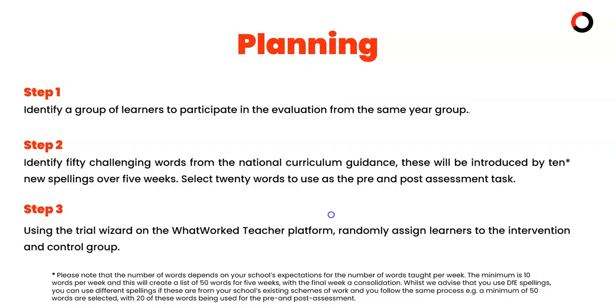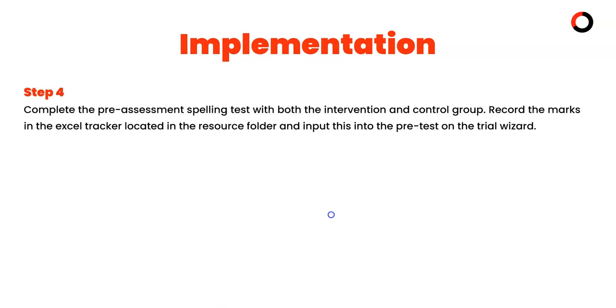Step 3, using the trial wizard on the What Works Teachers platform, randomly assign learners to the intervention and control group. Moving on to the implementation. Step 4, complete the pre-assessment spelling test with both the intervention and control groups. Record the marks in the Excel tracker, which you will download in the resource folder, and input these into the pre-test on the trial wizard.